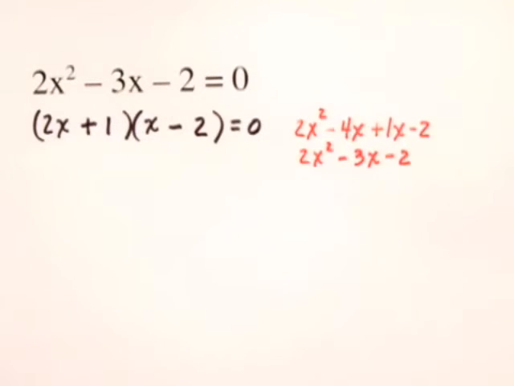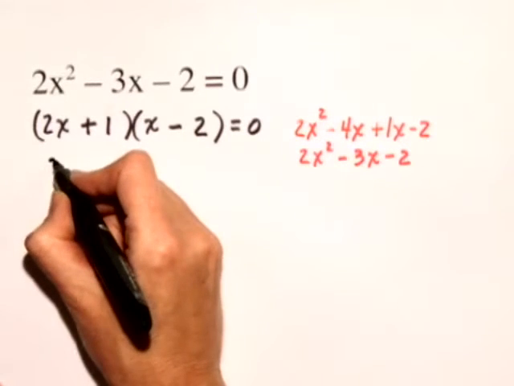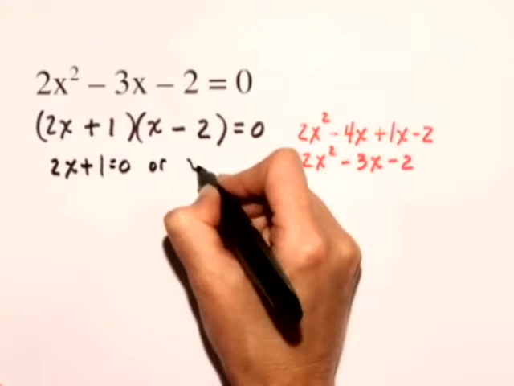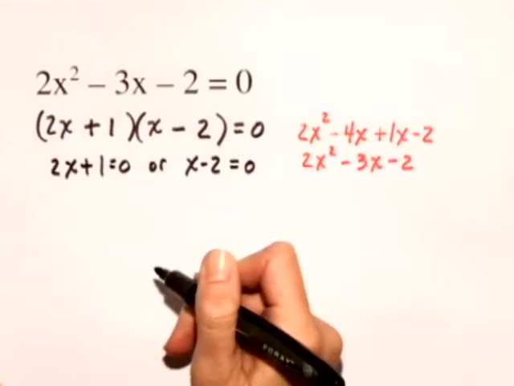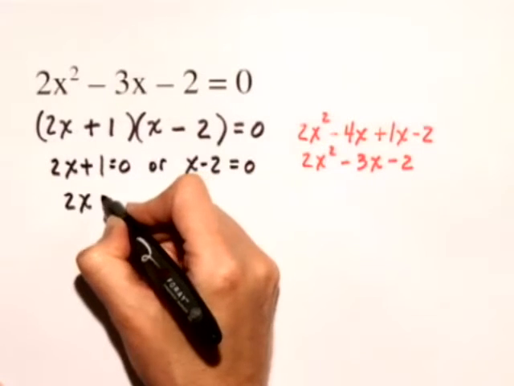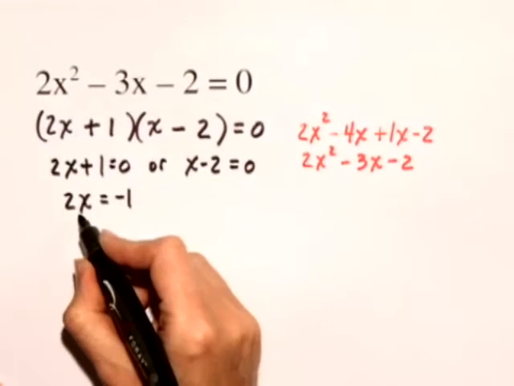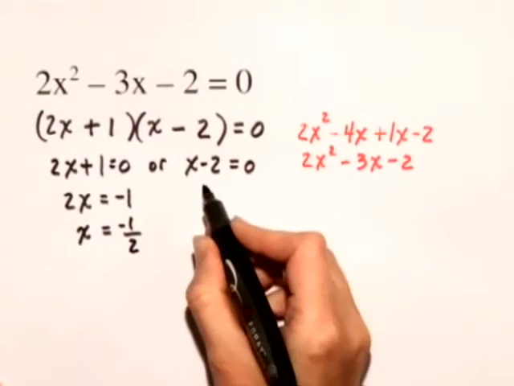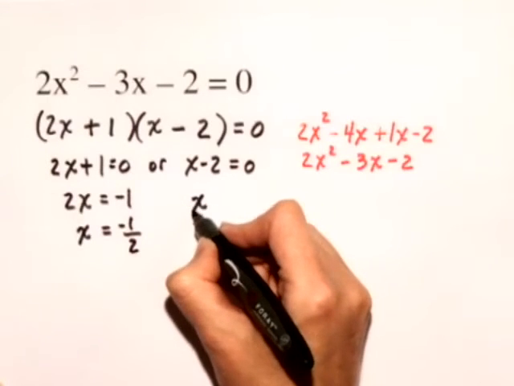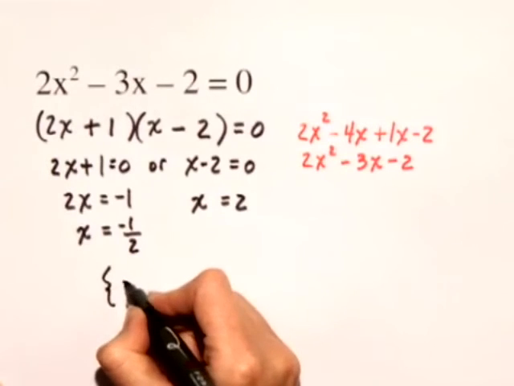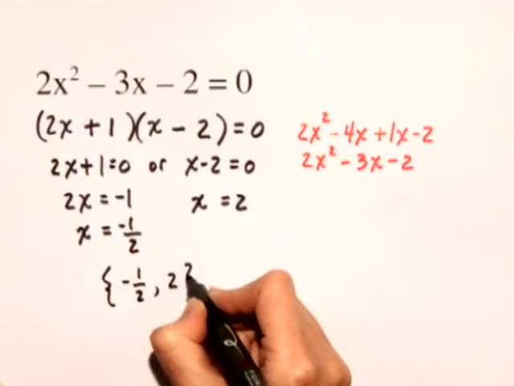Now let's apply the zero product principle. We set each of these linear factors equal to 0. So we have 2x plus 1 equals 0, or x minus 2 is equal to 0. On the first equation, we subtract 1 from both sides, and we get 2x is equal to negative 1. We divide both sides by 2, and we get x is equal to negative 1/2. For our second equation, we add 2 to both sides, and we get x is equal to 2. So our solution set is negative 1/2, 2.